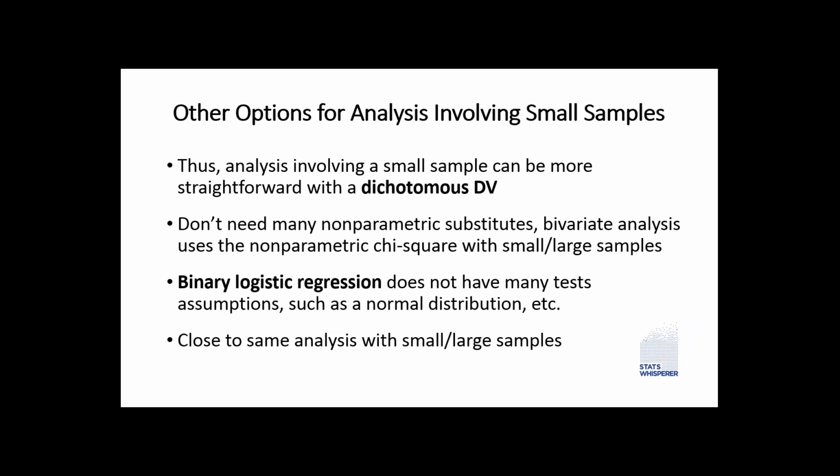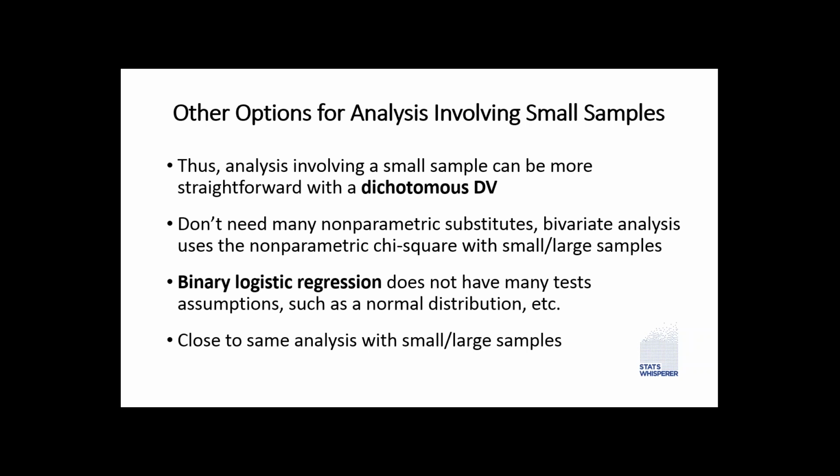Right, so if we were doing that analysis, that's the easier one to do with the small sample, whereas we did the harder one. But if you're doing an analysis with a dichotomous variable, it's many times much more straightforward with a small sample. You don't need many parametric substitutions because the bivariate test, the chi-square, is already non-parametric. So you'd use the same thing with the small or large sample. Like I said, binary logistic regression doesn't have assumptions like a normal distribution, so if that's violated, that's not that much of an issue.